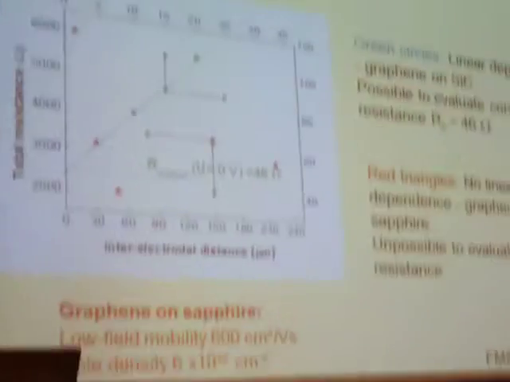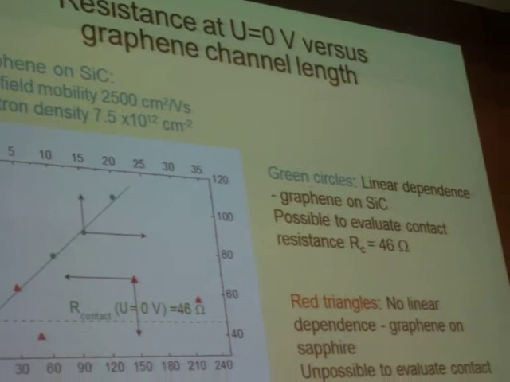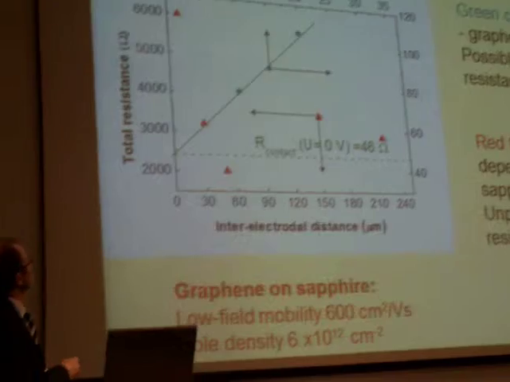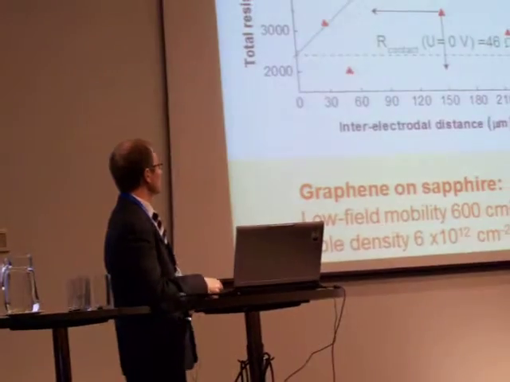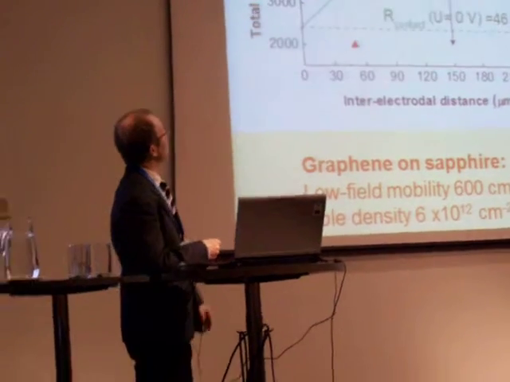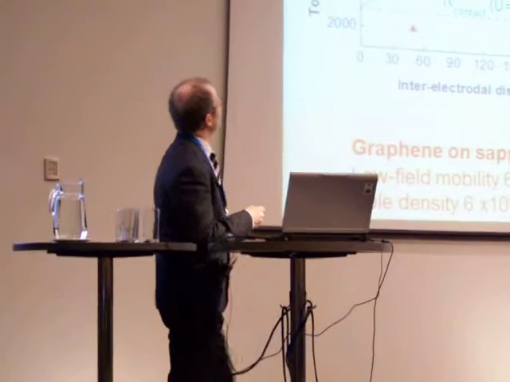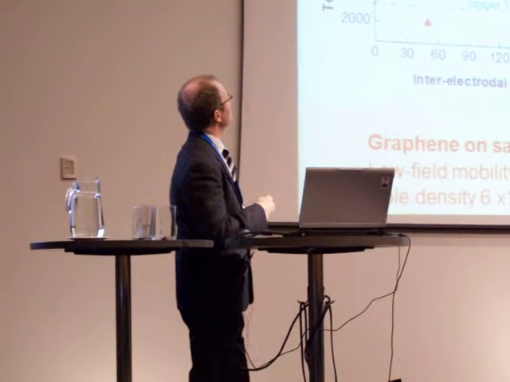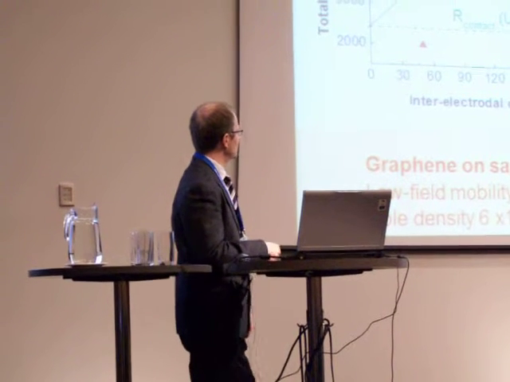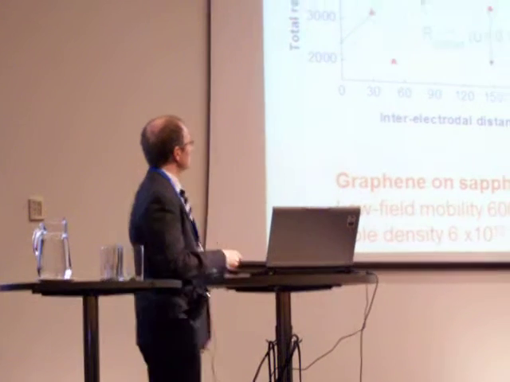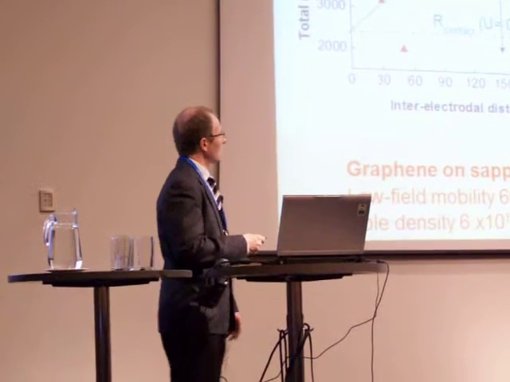The low field Hall mobility in graphene on silicon carbide was 2,500, and in graphene on sapphire was 600, while the carrier densities were similar. For graphene on silicon carbide, the electron density is 7.5, and in graphene on sapphire, the hole density 6, to 10 to the 12 per square centimeter.